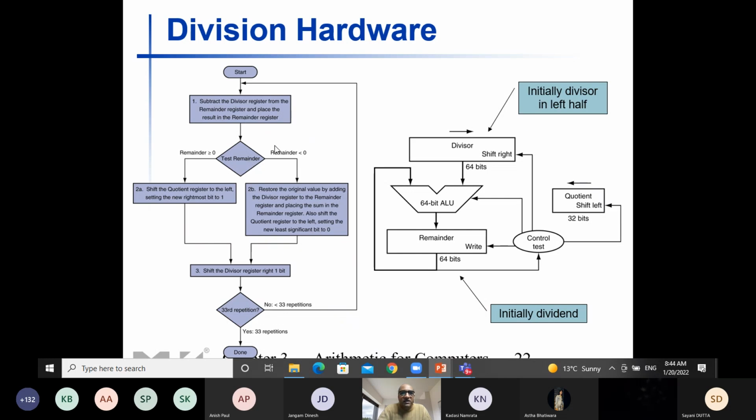Otherwise, if the remainder is less than 0, that means when you try to subtract the divisor, you are getting a negative result. It means the divisor is more than the dividend. So in that case, you have to shift the divisor right by 1 bit. When you're getting a negative, you don't keep the subtraction; you have to come back and restore the remainder, that is, restore the dividend again.